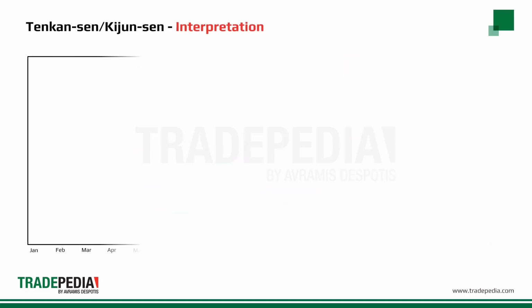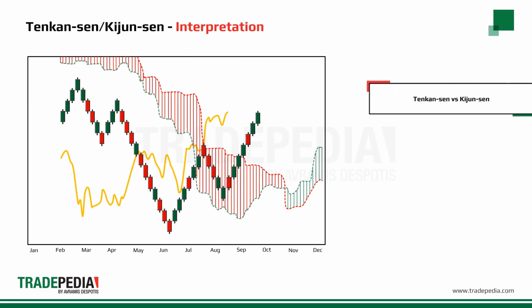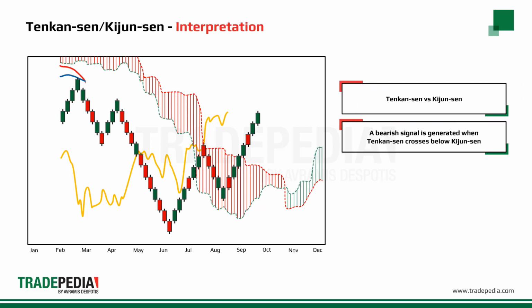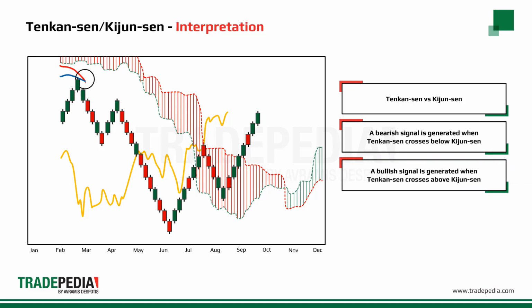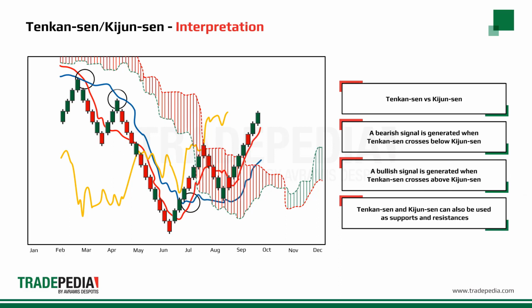Regarding the signals of Tenkan-sen and Kijun-sen, a bearish signal is generated when the Tenkan-sen crosses below the Kijun-sen. A bullish signal is generated when the Tenkan-sen crosses above the Kijun-sen. The Tenkan-sen and Kijun-sen can also be used as supports and resistances.